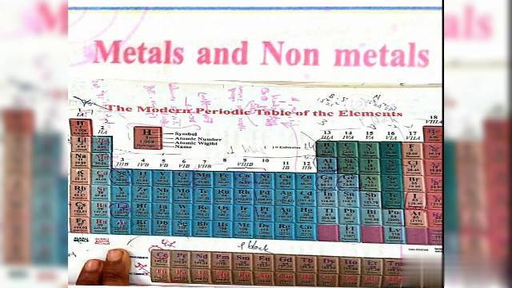Next, the third A group. Boron, atomic number 5, has electronic configuration 1s2 2s2 2p1. Here the last electron is entering p1, so that's why it is called a p block element.